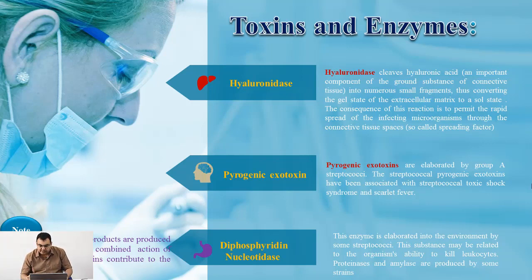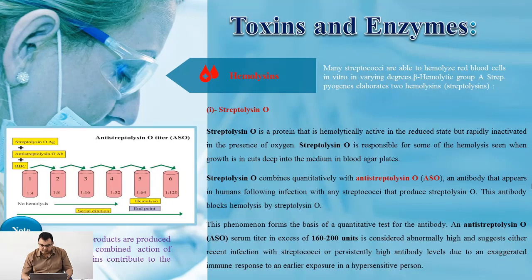Diphosphopyridine nucleotidase. This enzyme is elaborated into the environment by some streptococci. This substance may be related to the organism's ability to kill leukocytes. Proteinase and amylase are produced by some strains. Not all these products are produced by every strain. The combined action of enzymes and toxins contributes to pathogenicity.